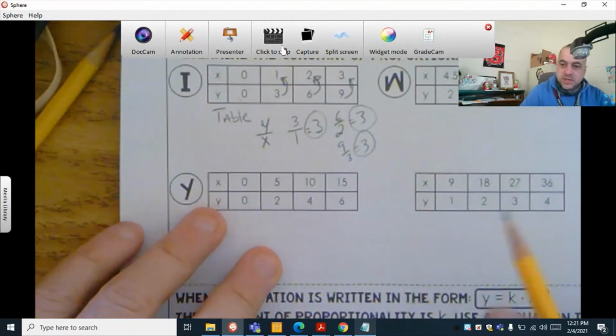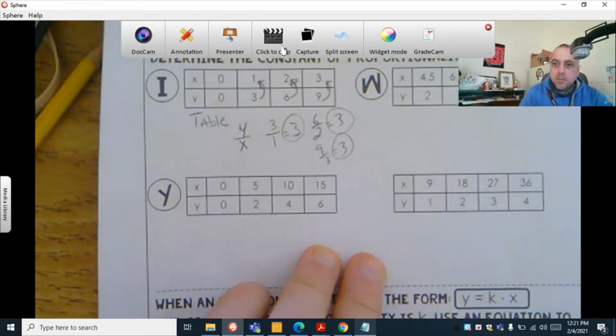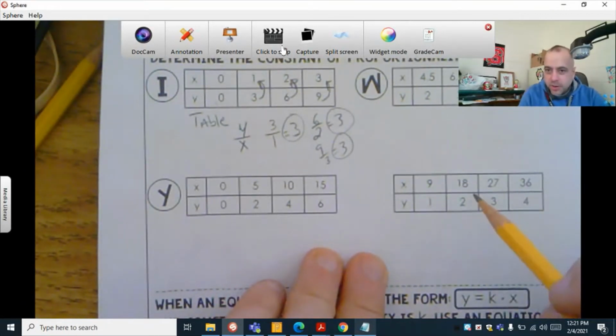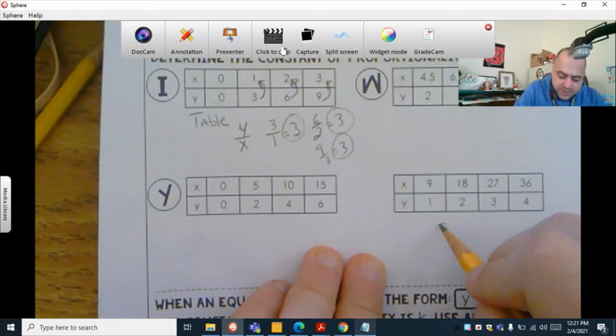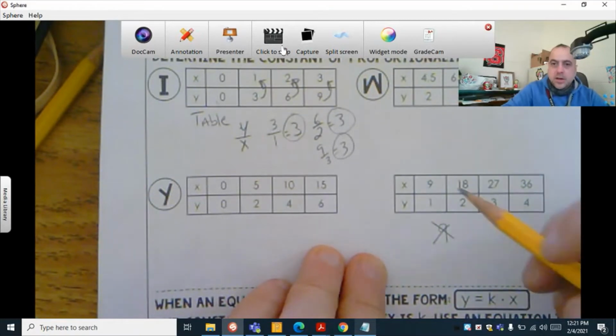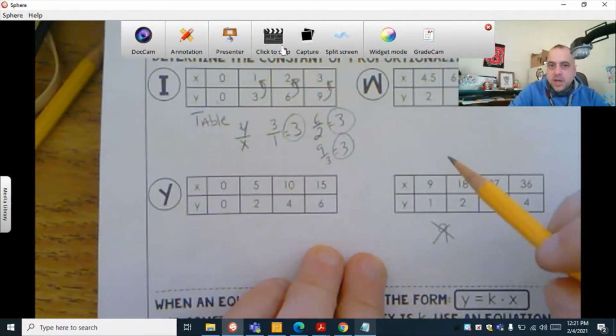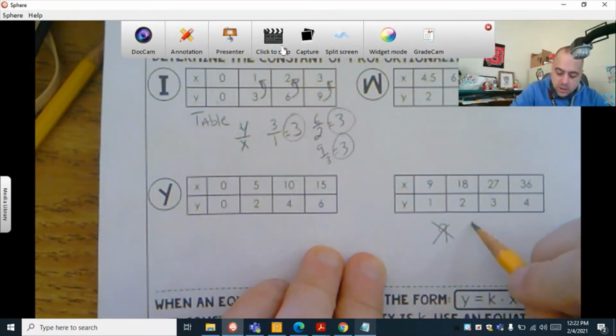So let's do this one, because this one is going to trick a lot of people. Most of you, if you look at this right away, you go, okay, 9 divided by 1 is 9, 18 divided by 2 is 9, 27 over 3 is 9, 36 over 4 is 9, so the answer must be 9, right? Wrong. It's not 9. Because how do we find the constant rate on a chart? It's y divided by x.